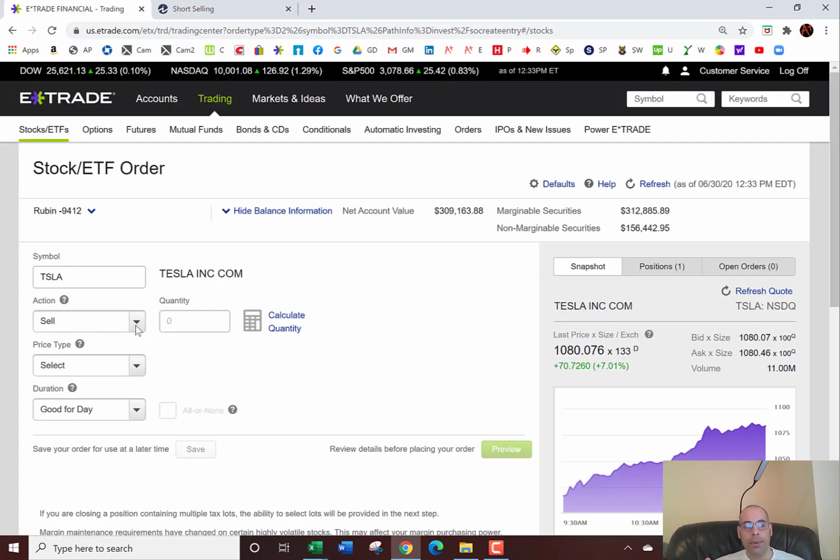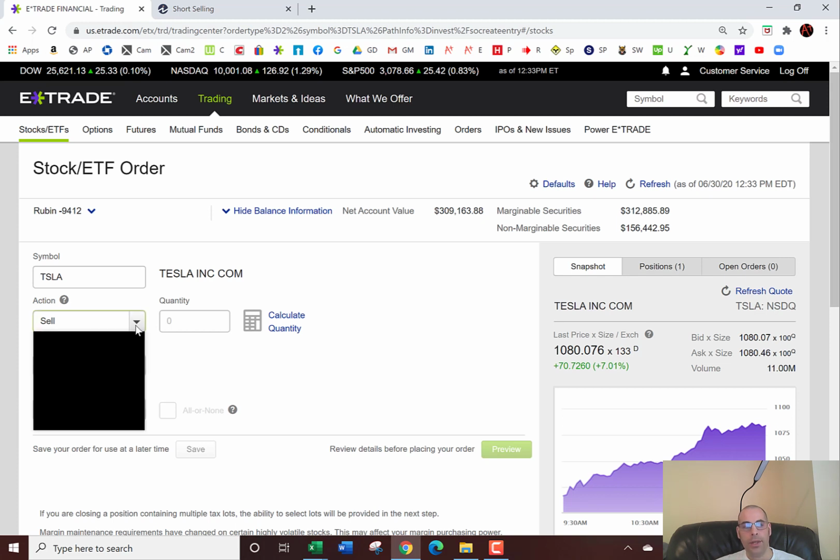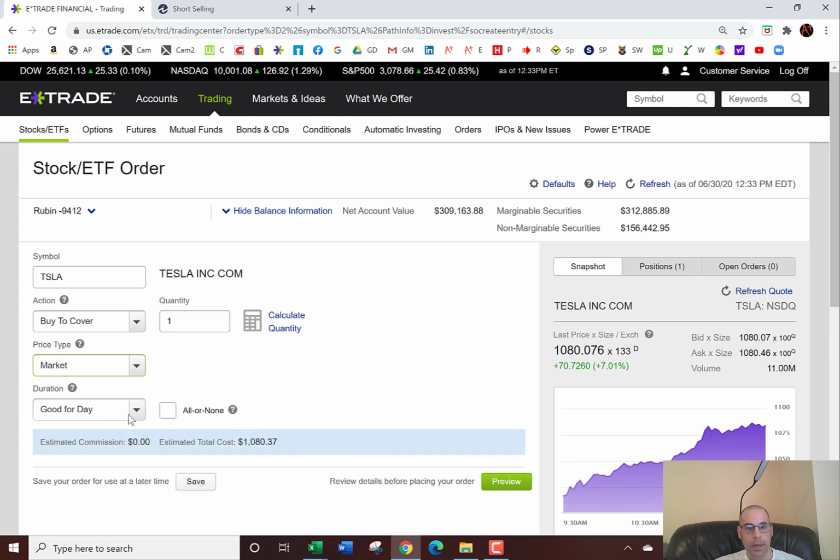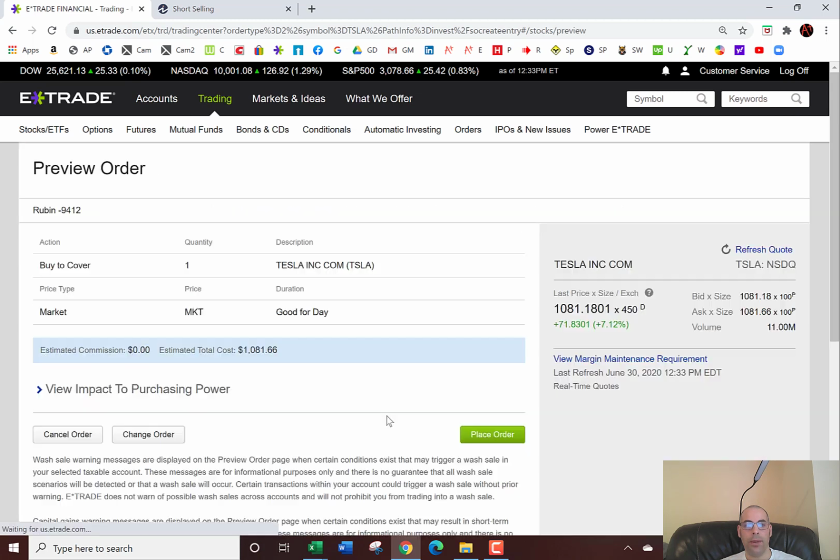So at any point, even right now, I can just go to buy to cover 1 share at the market. The cost of this trade is $1,080. So that's how much will be taken out of my account if I do this trade. I can preview it. I'm not going to actually run the trade, but that's what I would have to do in order to give my Tesla share back to E-Trade, because I still do owe E-Trade 1 share of Tesla.